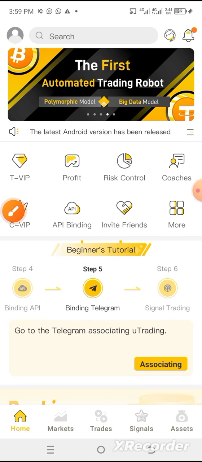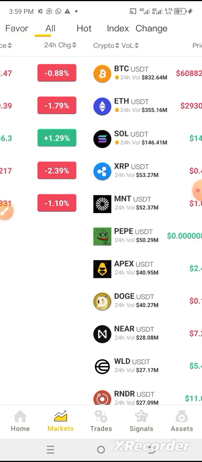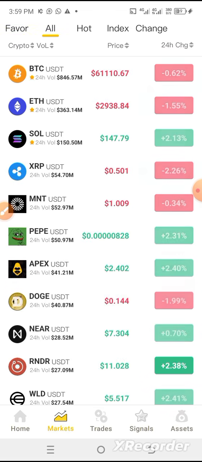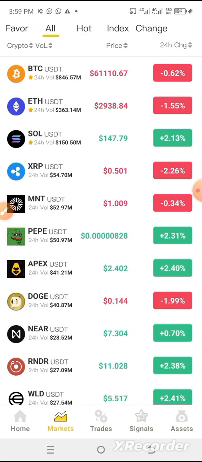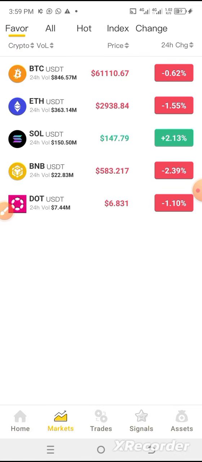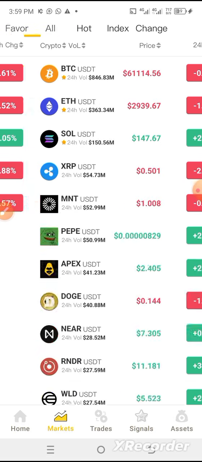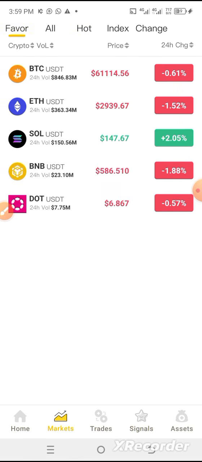With uTrading, we have categories of coins. We have favor, then we have all, then we have alt. I'll prefer you choose from favor and choose from alt. Mix it up. Choose some coins that are in favor, then choose some coins that are in alt. So you mix them up.